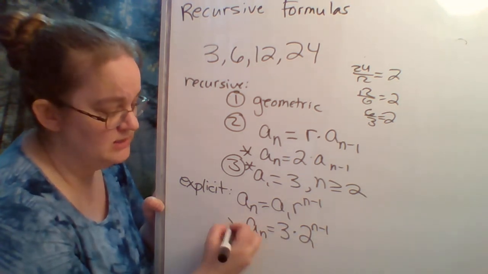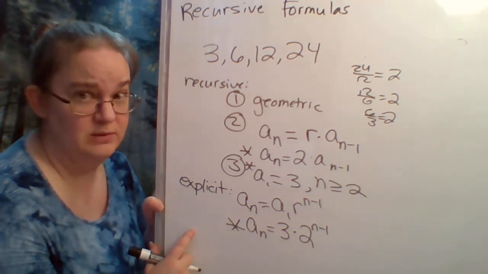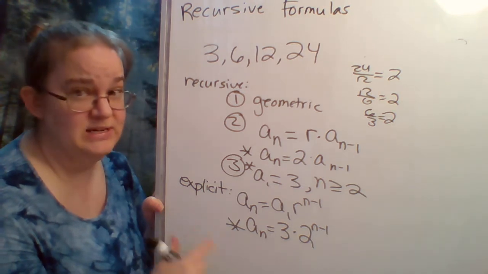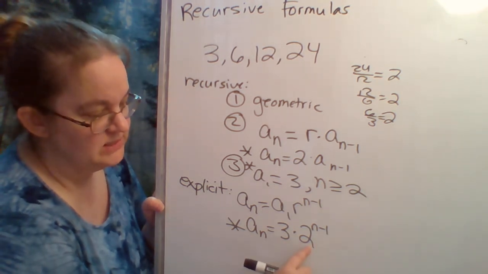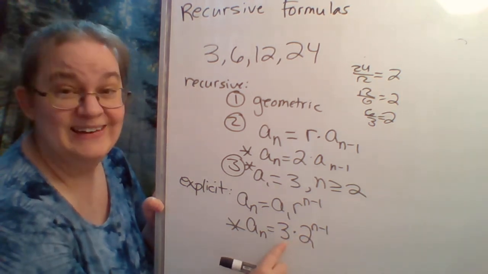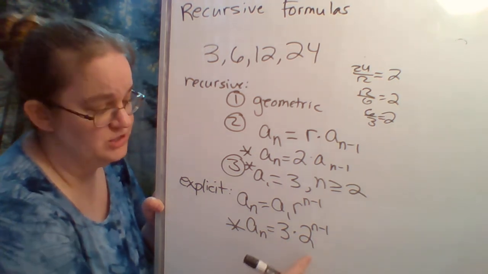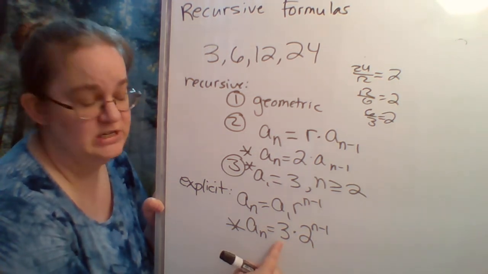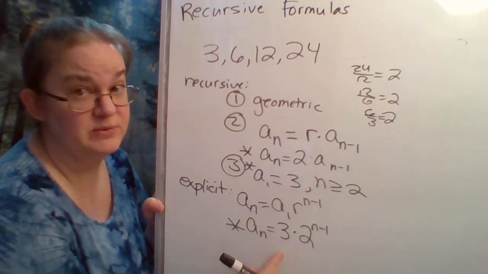So this is the explicit formula. You can't simplify it anymore. And that's a common mistake that people make. But since this has an exponent attached to it, you can't do 2 times 3 because of the order of operations. Exponents have to happen before multiplication. So this is the final answer, and it's as simplified as you can make it.